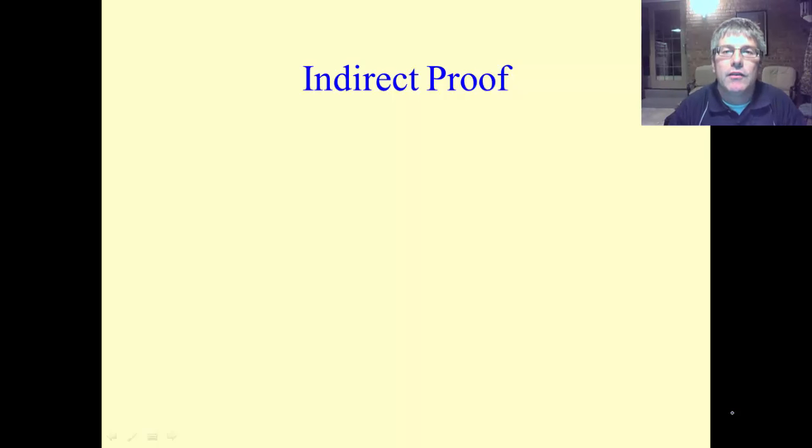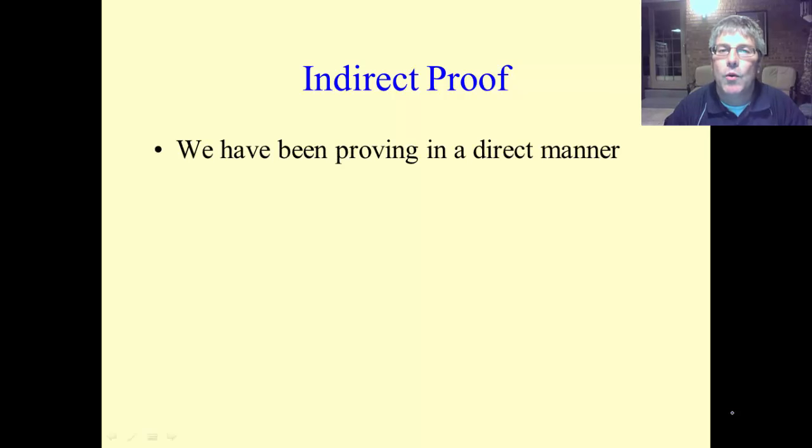Welcome back. In this video, I'm going to introduce the concept of indirect proof. Up to this point, we have been doing our two-column proofs and proving things in a direct manner. We are given some information, and then we use that information to prove something to be true. So we've done the chain of reasoning: A implies B, and B implies C, and C implies D. Thus, we can logically conclude that A implies D. So we've been proving things in a direct manner.